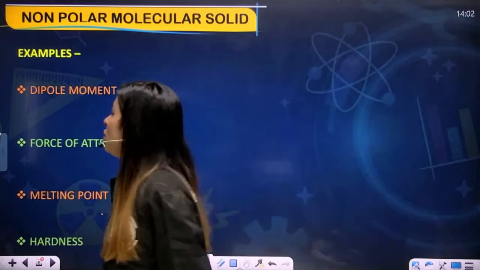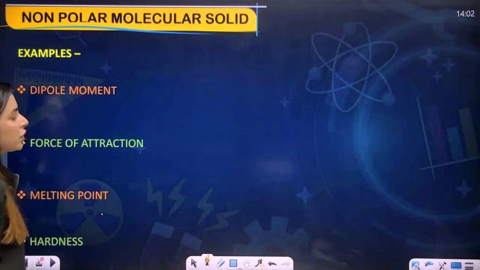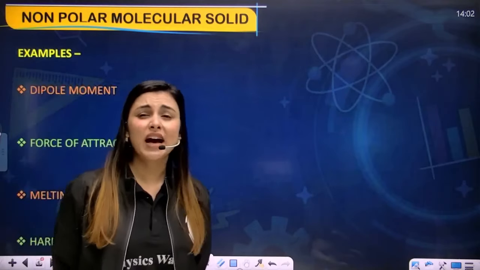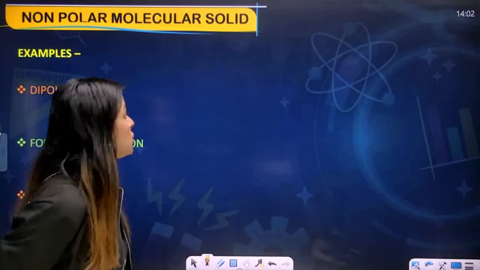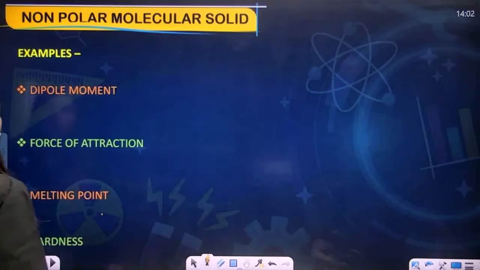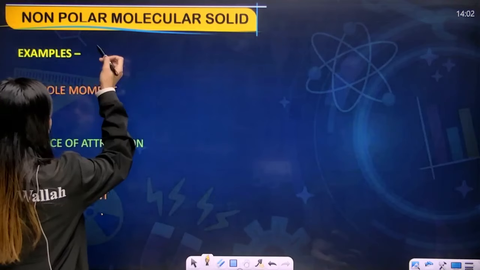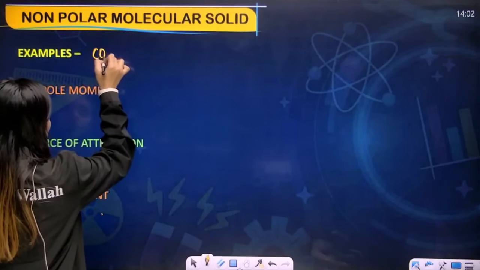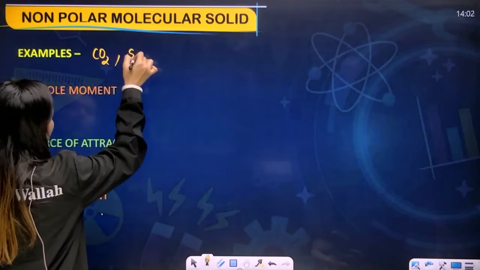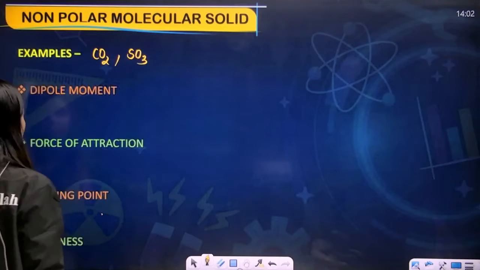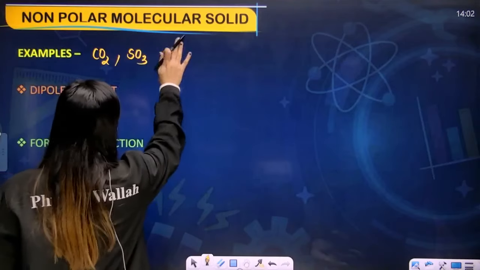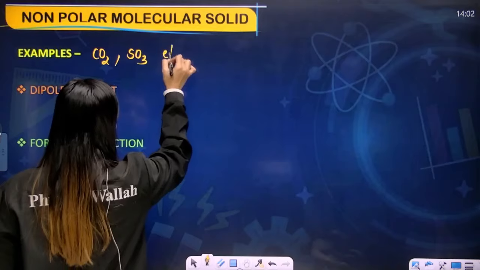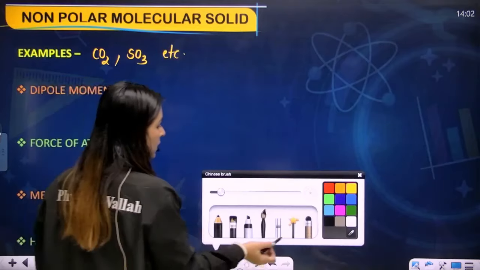So the first is non-polar molecular solids. To understand this, we actually need examples. So let's take a few. The examples of non-polar molecular solids would be CO2, SO3, etc. Now I'll explain why they are non-polar.